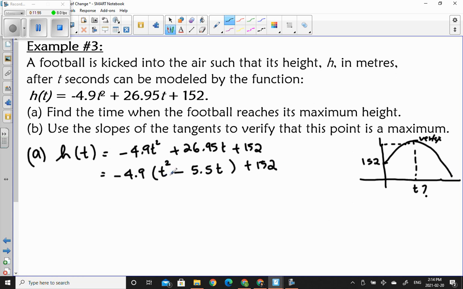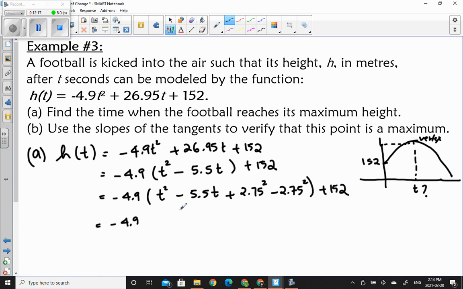You want to create a perfect square trinomial here. So t squared minus 5.5t, and you divide 5.5 by 2, and then you add and subtract the square of that. So 2.75 squared minus 2.75 squared plus 152. So now, when we did that, these three will form our perfect square trinomial. So it can be written as the square of t minus 2.75 squared.